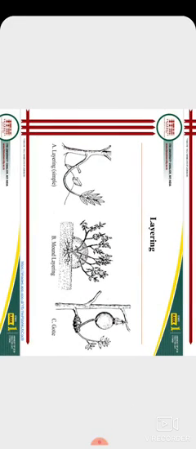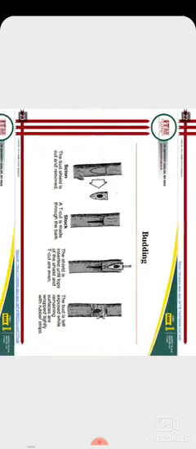This is layering, and you can see what stepwise it has been done. That is layering, normal layering. After that mound layering, seed or guttae layering. So these are the methods of layering.